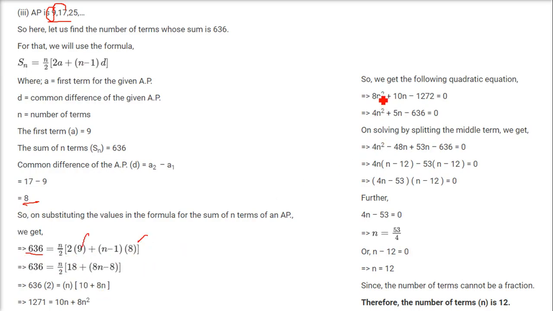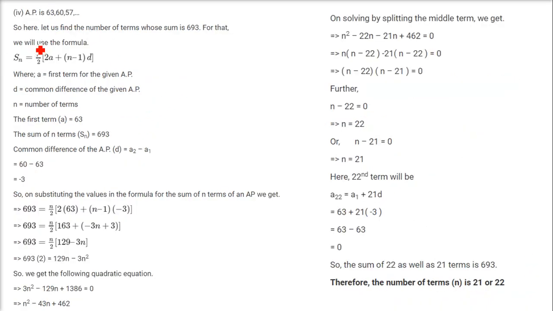We'll try to find out n because of the quadratic equation. We will get two values, n as 53 by 4 and n as 12. But we don't take any fraction or negative value because n can always be a positive integer. So if we take n equal to 12, the number of terms are 12.